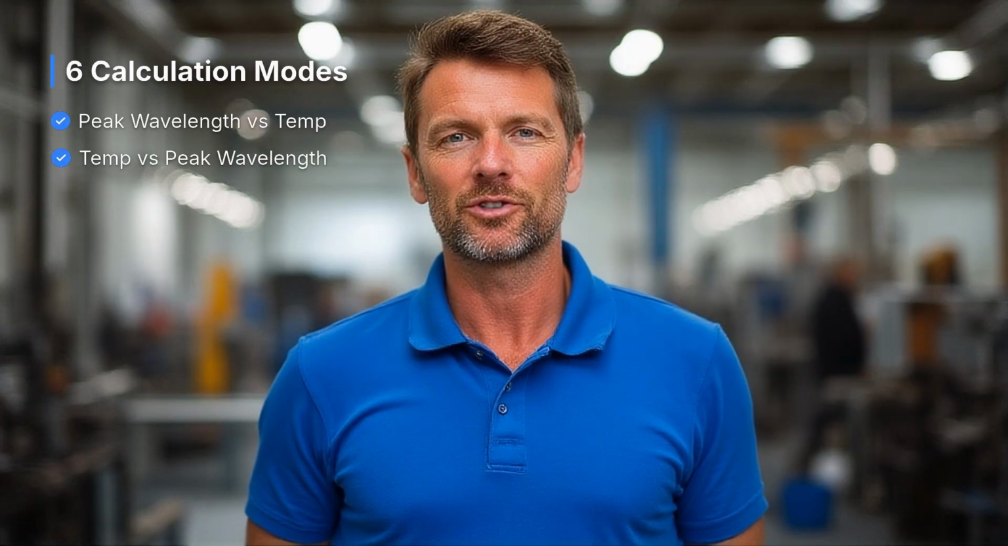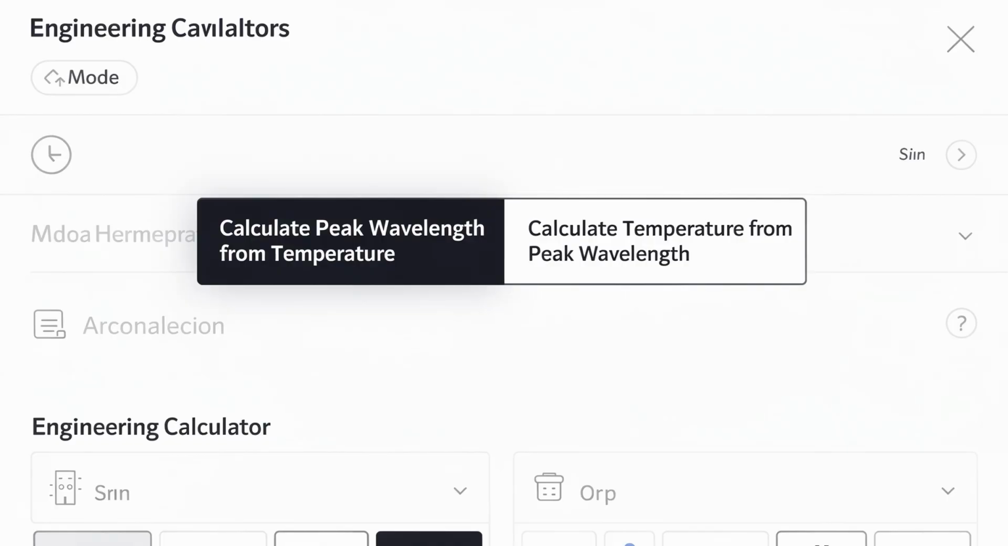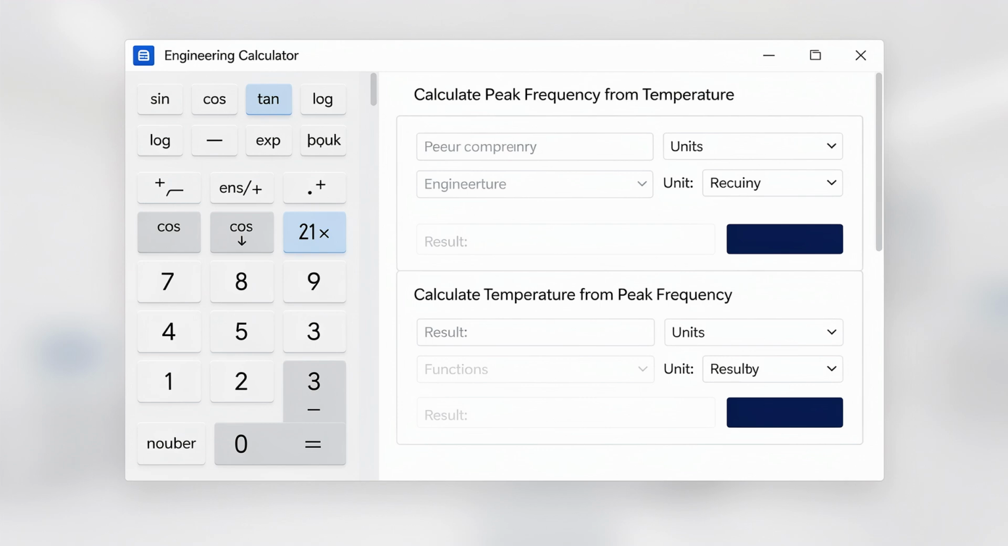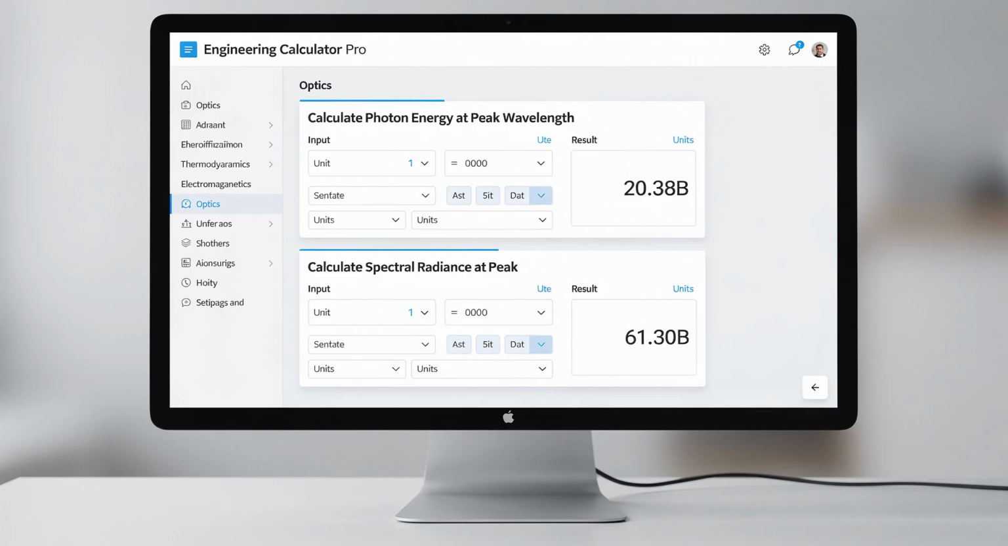The calculator offers 6 calculation modes. You can calculate peak wavelength from temperature, calculate temperature from peak wavelength, calculate peak frequency from temperature, calculate temperature from peak frequency, calculate photon energy at peak wavelength, or calculate spectral radiance at peak. For this demonstration, let's select Calculate Peak Wavelength from Temperature.